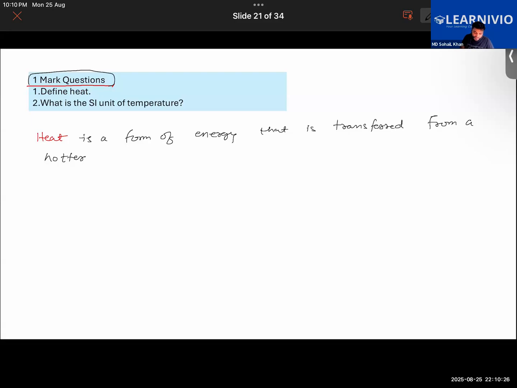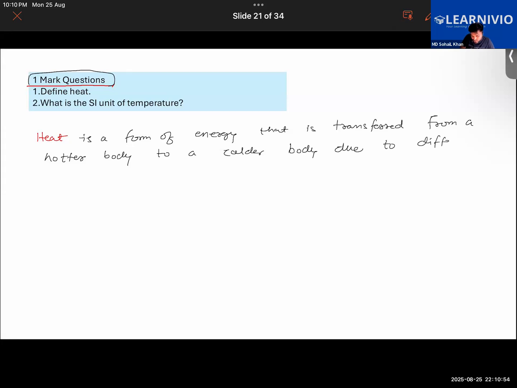So heat is a form of energy that is transferred from a hotter object, a hotter body rather, we can say. Write down this definition. Very good. Hotter body to a colder body, but hold on, it's not finished yet. Colder body due to difference in their temperature, right?